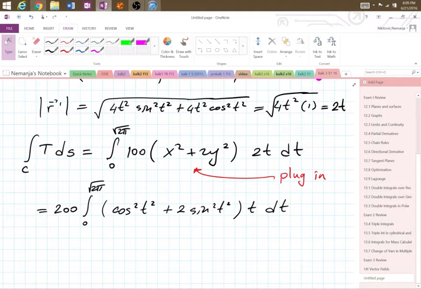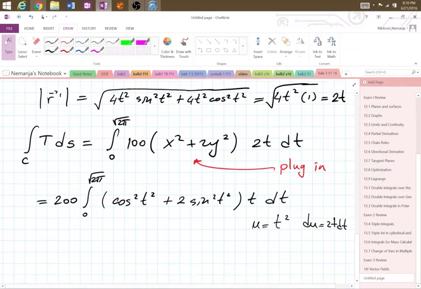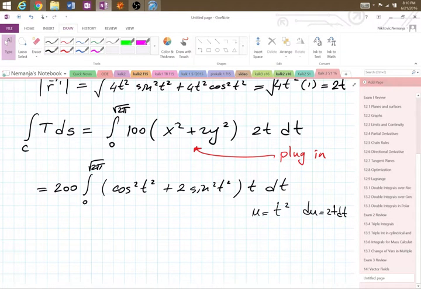Because you have t squared, and then you have t outside. So we use u sub. u is equal to t squared. du is equal to 2t dt. And we can compute everything. So I'm going to steal a 2 from this. So it says 100 integral 0 to 2 pi, because when you plug in the square root here, the square will kill the square root. There we go.